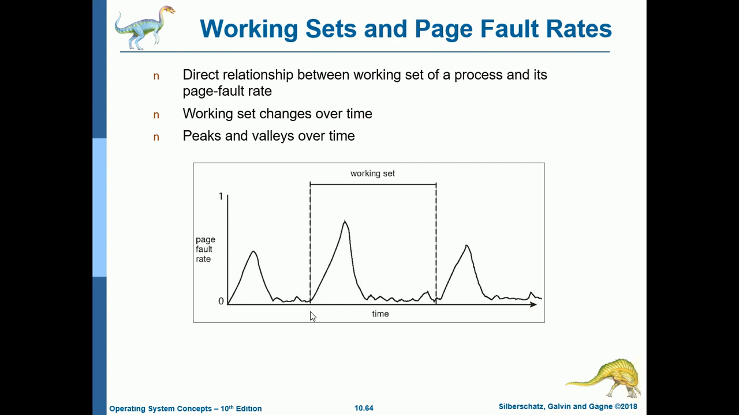Okay, next is working sets and page fault rates. There is a direct relationship between the working set of a process and its page fault rate. The working set changes over time, and it depends upon the setting, with peaks and valleys over time.